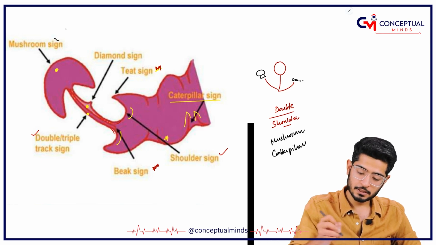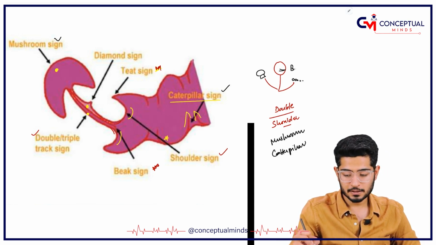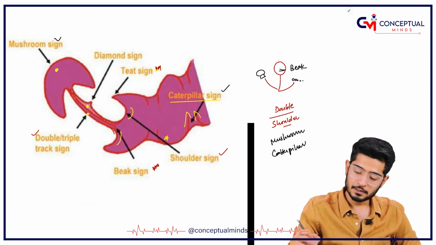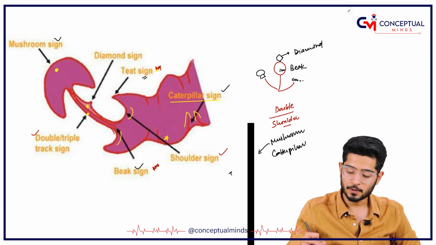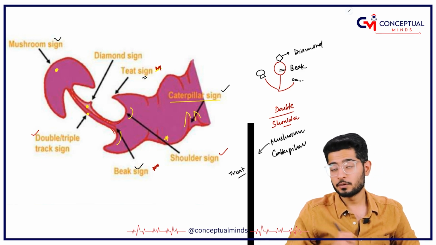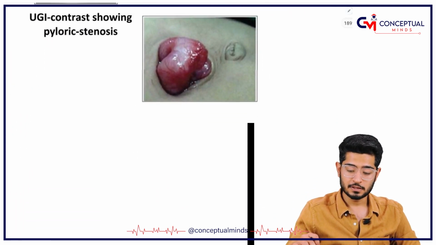So mushroom sign, caterpillar sign. Of course the face is going to be there, that is called the beak sign. And then there is a diamond on the head, so this is called the diamond sign. Only the teat sign you can remember, or you can just remember that the mushroom is used in giving the treat, so this is the teat sign.